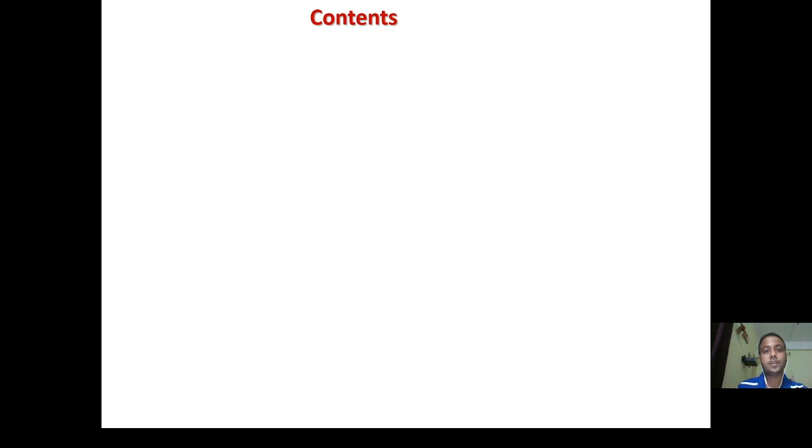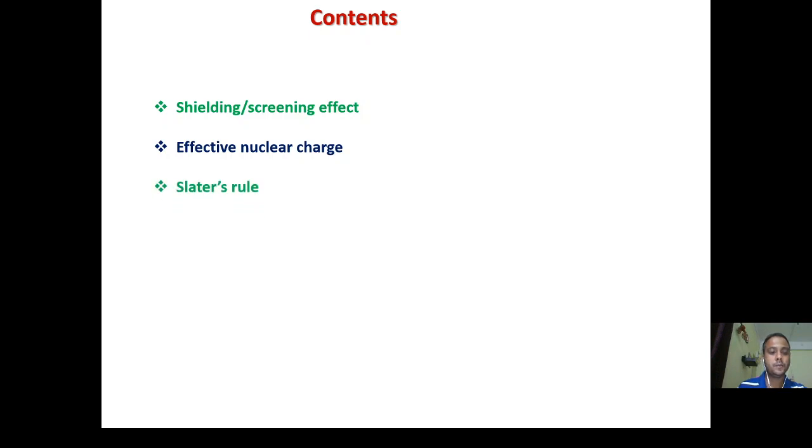What are the things that we need to study in this chapter? Shielding or screening effect, effective nuclear charge, Slater rule, applications of Slater rule, and finally the limitations of Slater rule. You all are more or less familiar with all these topics. Let us go one by one.